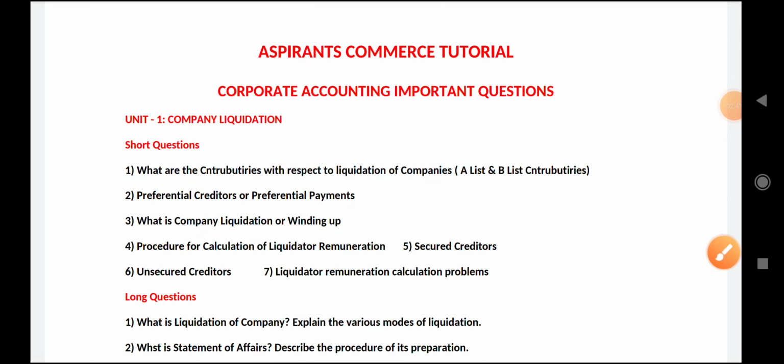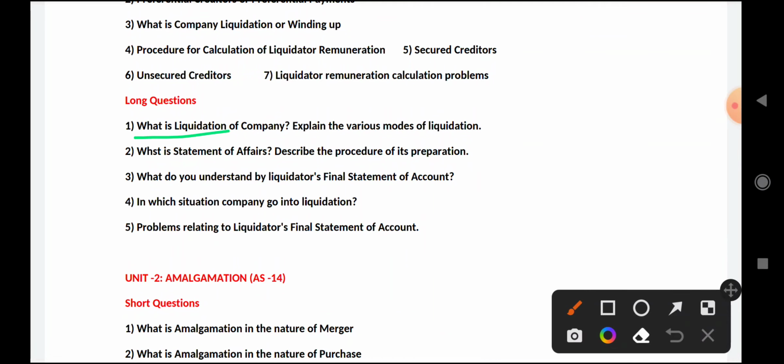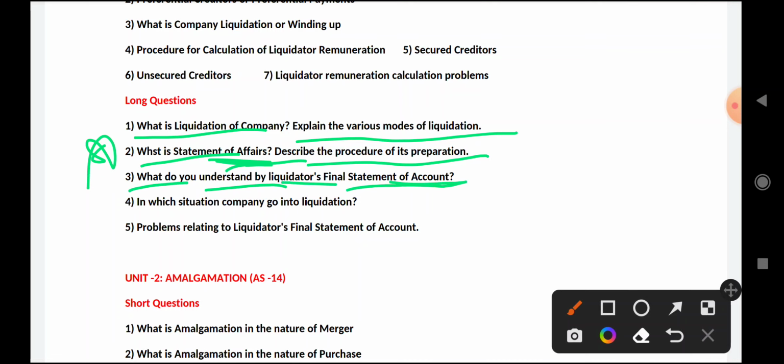Okay, let us see the remaining long questions. Direct question they may ask, what is liquidation of company? Explain the various modes of liquidation. Okay, he may say winding up, both are one and the same. Statement of affairs method. Okay, I'm saying statement of affairs method. Describe the procedure for its preparation. Okay, this is a format based question. Just learn the liquidator final statement of affairs related format. That's it. What do you understand by liquidator final statement of account?